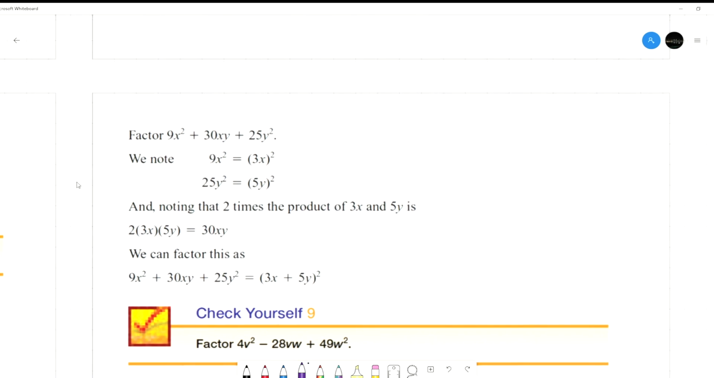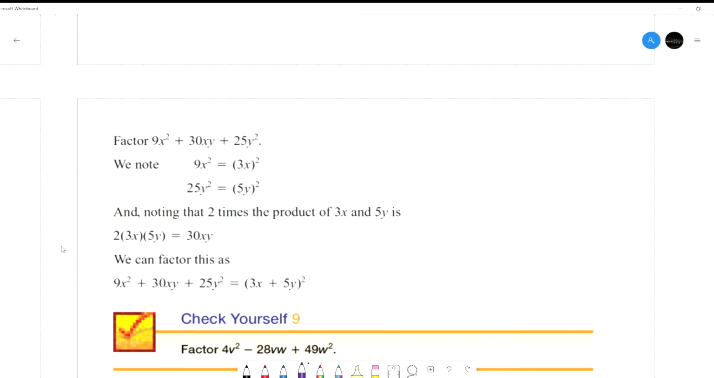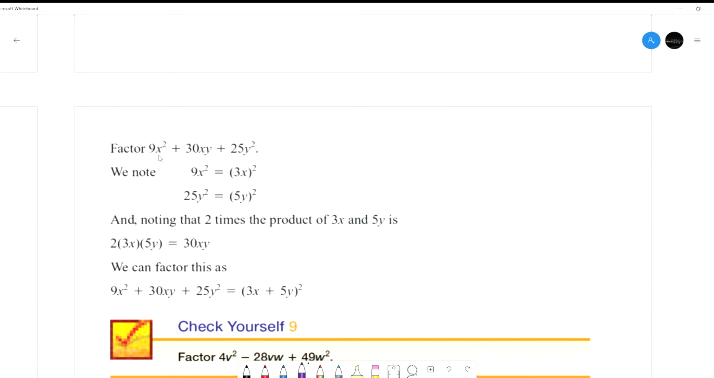All right, so now we're looking at a little bit more difficult problem here. You have 9x squared plus 30xy plus 25y squared. So you're like, wow, this is a lot more difficult. Just take a look at each term. When you have 3 terms, see if you can find the factors of the first and the last. So 9x squared is actually what? This is just (3x) squared. Then I look at the 25y squared. That's just (5y) squared.